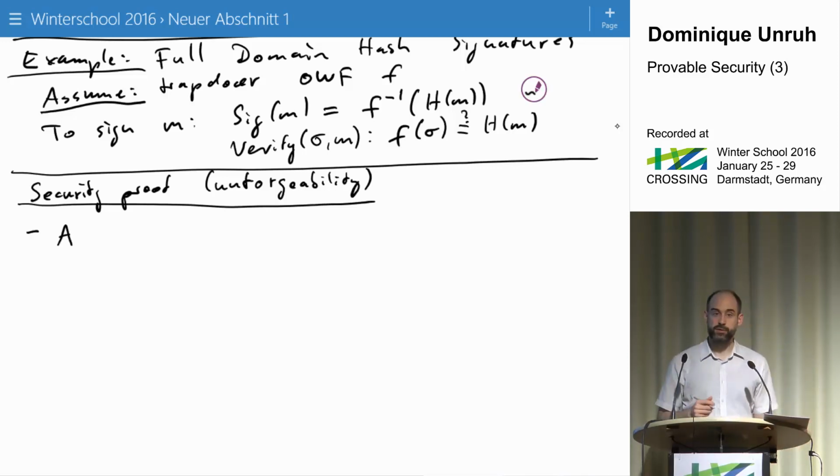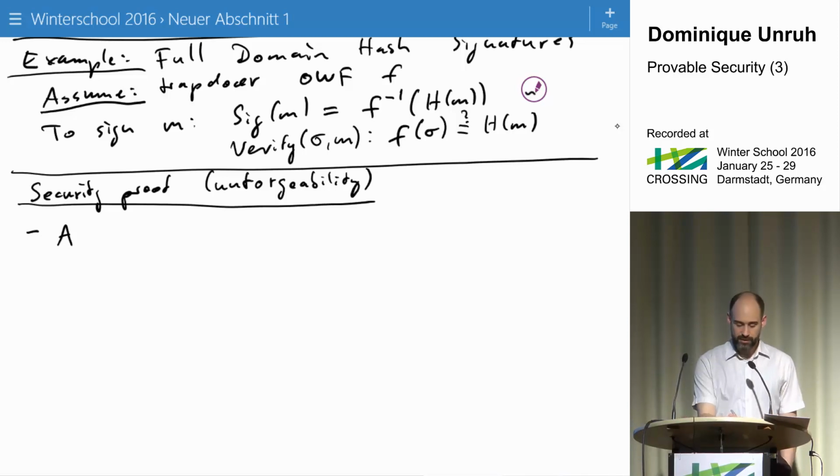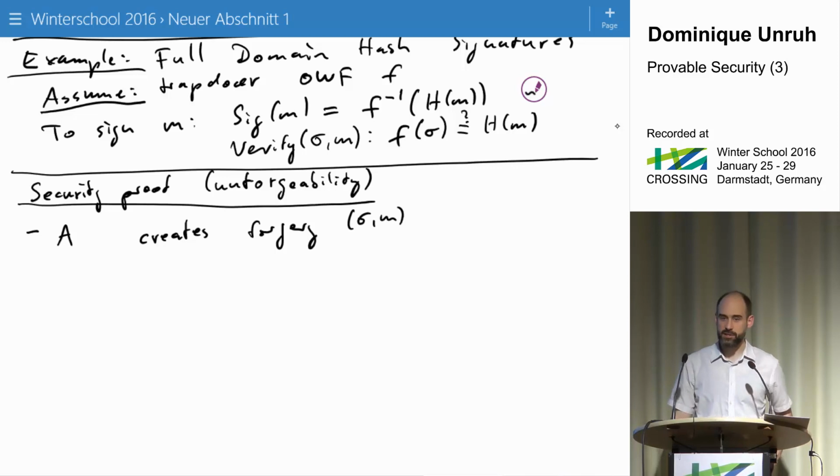So first we assume that there is an adversary that breaks the unforgeability. What the adversary does is create a forgery, so a message and a corresponding signature, which he shouldn't know. So it's any message that he hasn't actually asked to be signed.